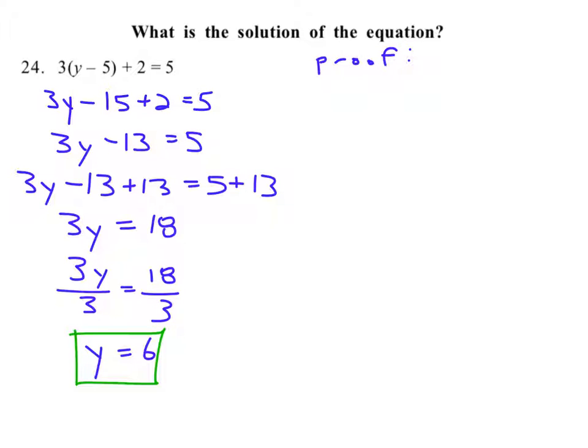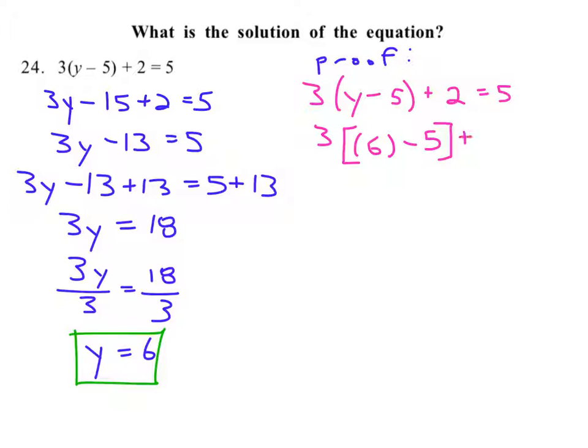So we write 3. Actually, I'm going to do my proof in a different color just because what we've got is kind of close together. So let's do it in pink. Okay. 3 parentheses y minus 5 plus 2 equals 5. And then we say 3 bracket, because value of y, which is 6, we believe, it's going to go in parentheses, so we need outside brackets. Plus 2 equals 5.